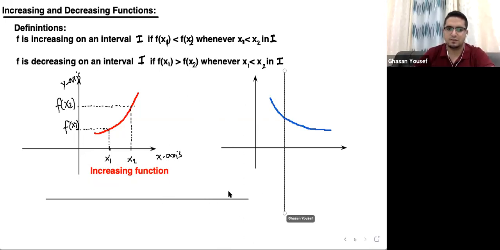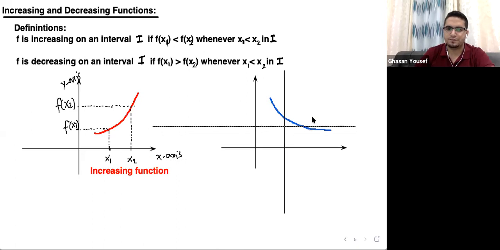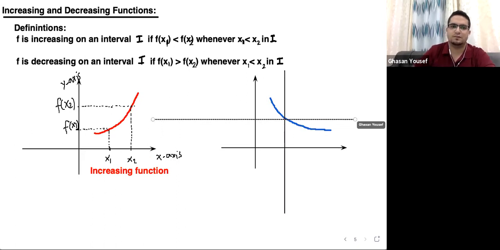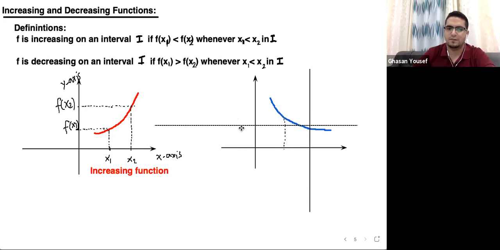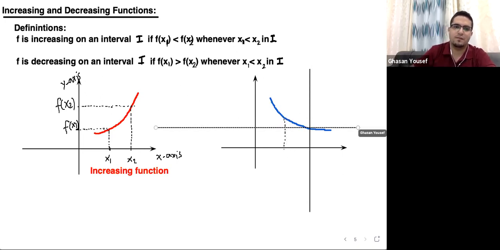Now for the second function, here is the point, and here is the second point. This is x2, this is x1. Here is f of x2, and also here is f of x1.